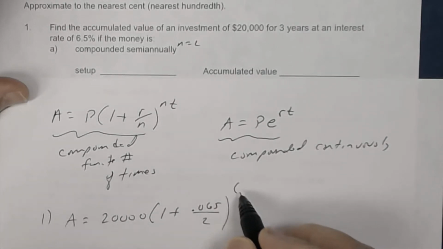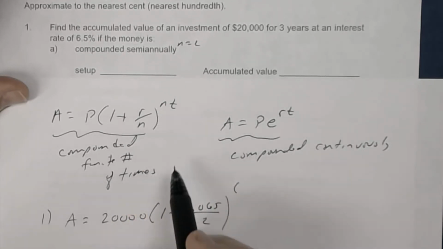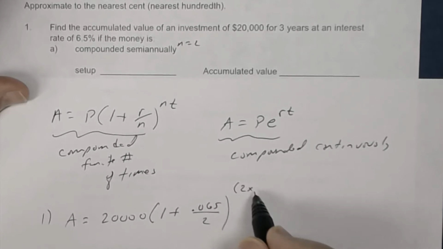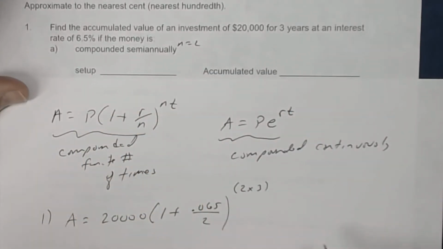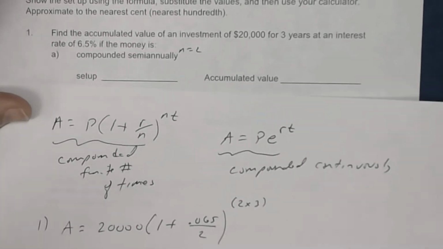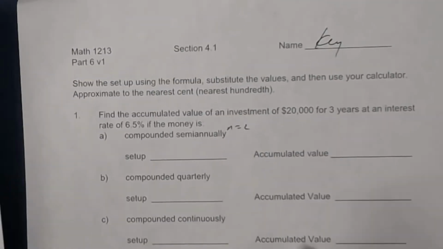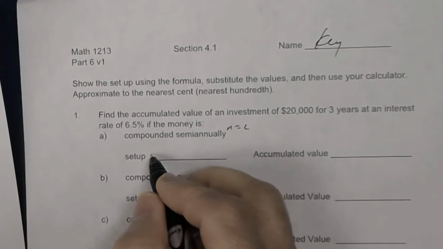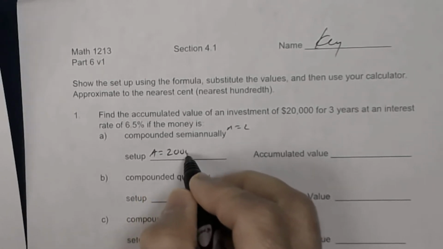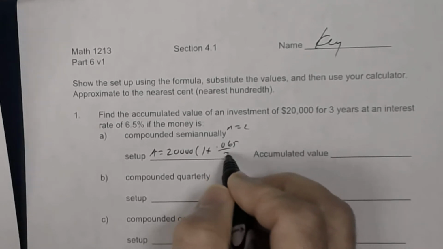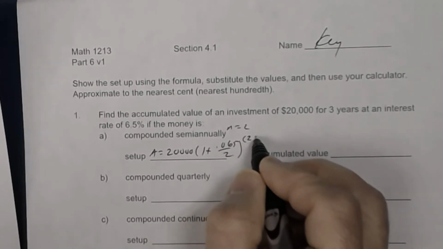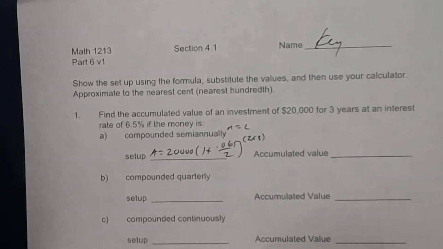It's important that you put these in parentheses so you don't mess up on your calculator. So N times T. N is 2, times the time, which is 3. Okay, so there's your setup. So you're going to say A equals 20,000 times 1 plus 0.065 divided by 2 raised to the 2 times 3 power, and you could have said 6.